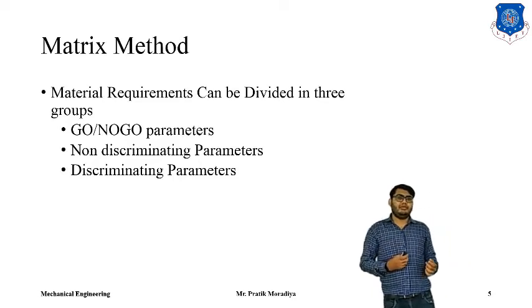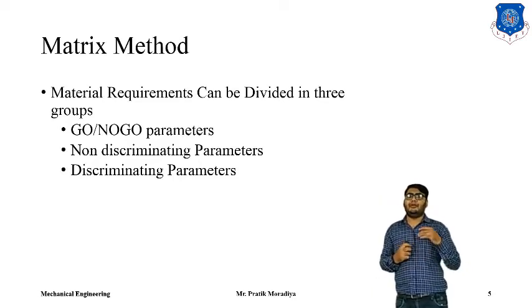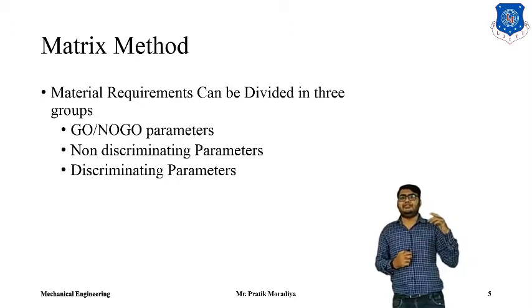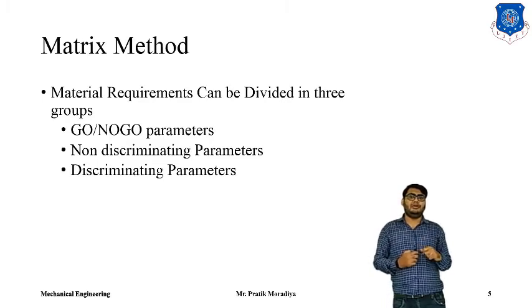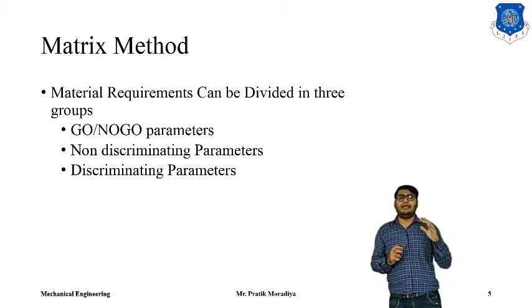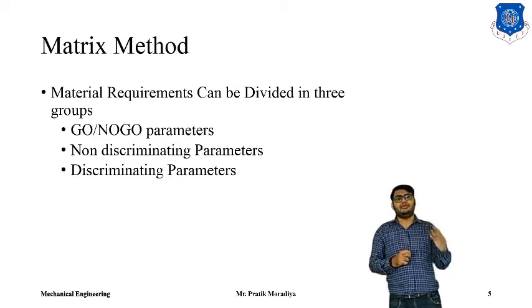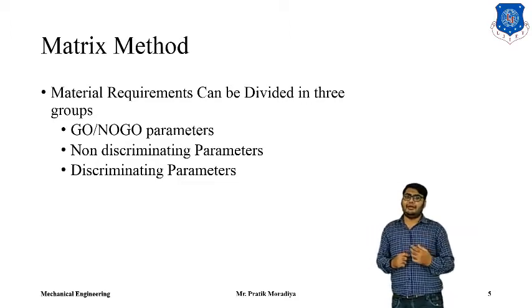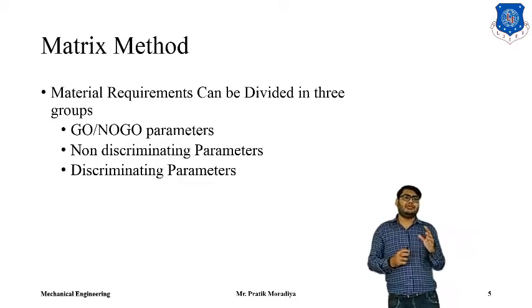But if, as the level of performance of your desired property increases, your desire for that material also increases, then those are called non-discriminating parameters. Non-discriminating parameters mean that as the material property increases, you also want that material more. And in discriminating parameters, you just cannot separate those two.